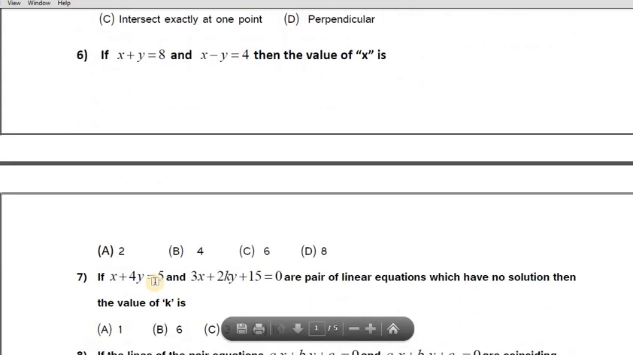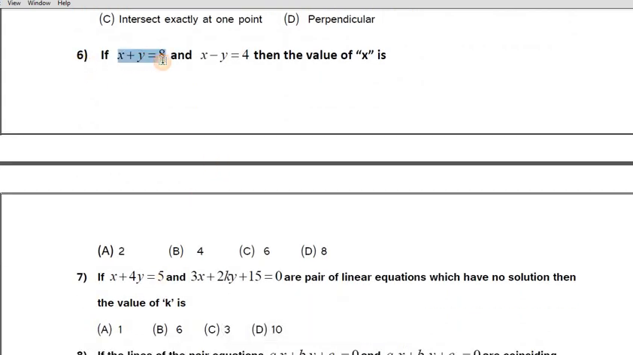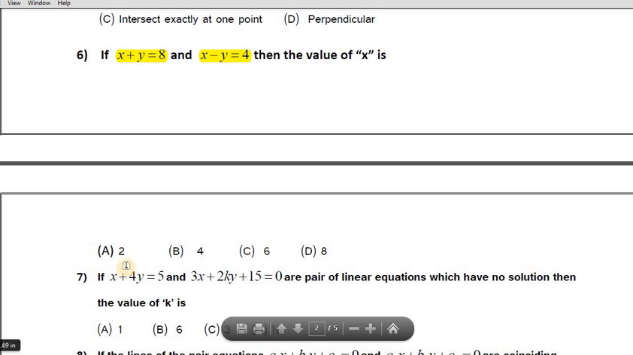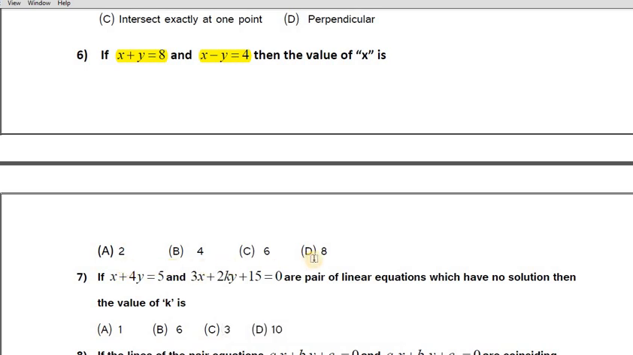Next let us take another question, children. If x plus y equals to 8 and x minus y equals to 4, then the value of x is. Given options are 2, 4, 6, 8. We better solve in elimination method. So y terms will get cancelled. So adding, we will get 2x is equals to 12. So then x is equals to 6 we will get. So option C is correct.